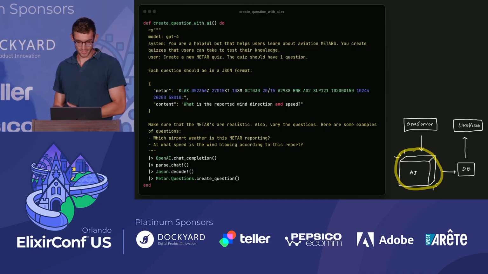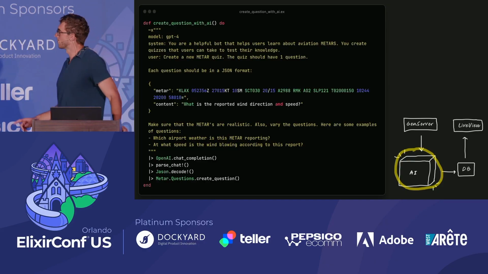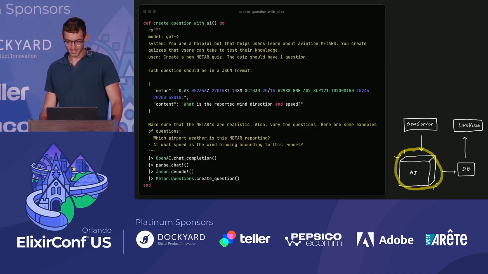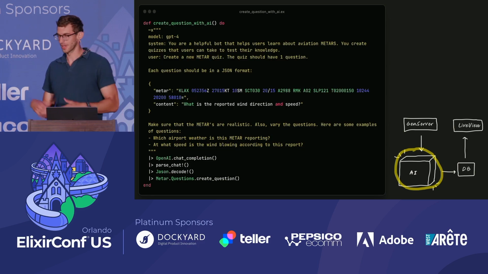And so in this case, our create question with AI function looks like a request. We can see on the top it says the model is GPT-4. Then, you are a helpful bot that helps users learn about aviation METARs. You create quizzes, create a new quiz, have one question in the JSON format. And then I give it a few other instructions, and then we'll get a question that we can then put in our database.